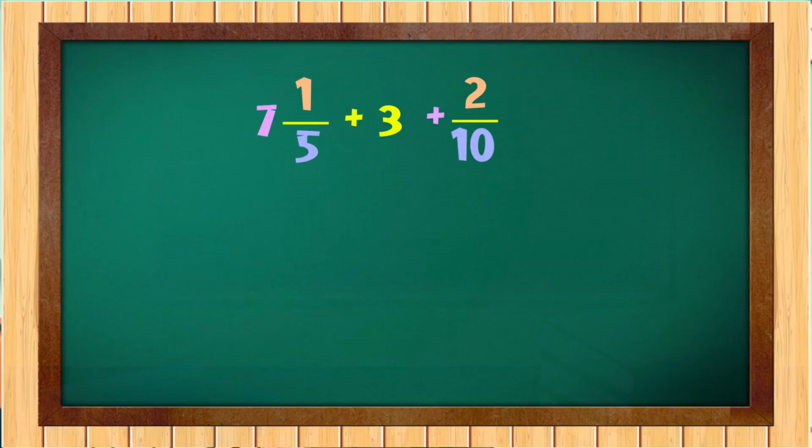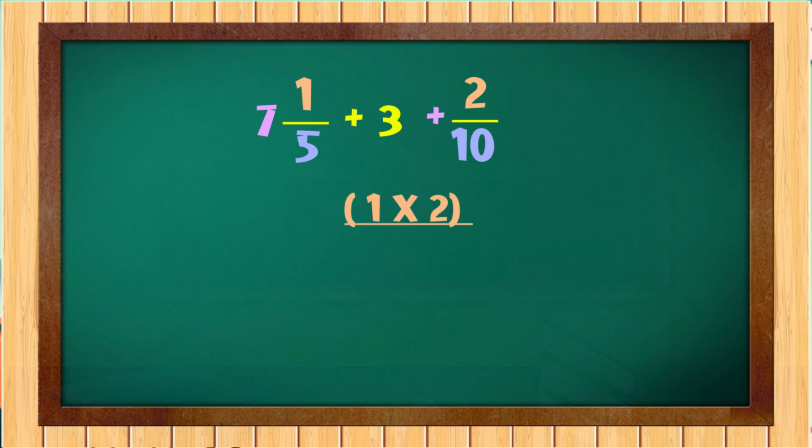Are our denominators the same? No, they're not. So we have to find a common denominator. In this case, we will find the LCM. You do know that the LCM of 5 and 10 is 10. Let us divide our LCM by our denominators. In this case, 5. 5 into 10, 2.